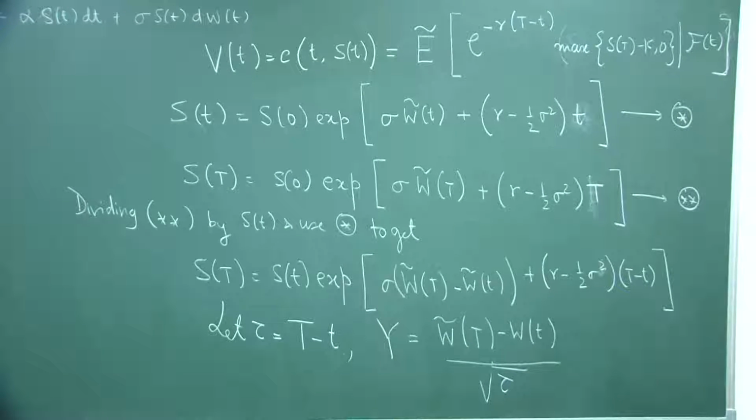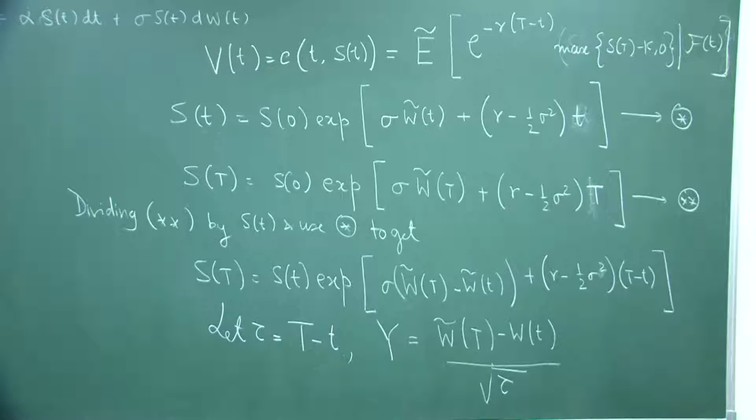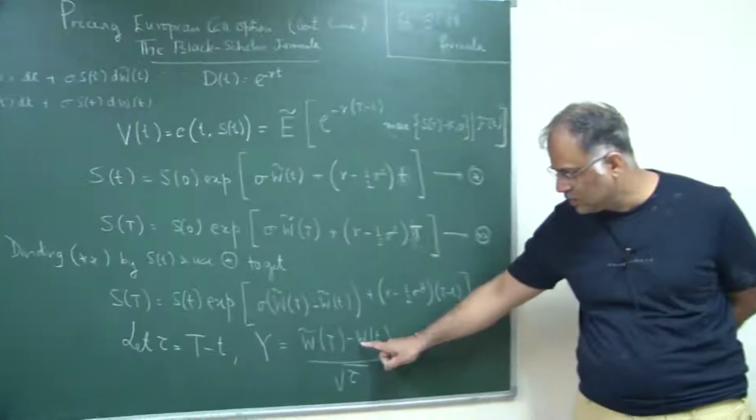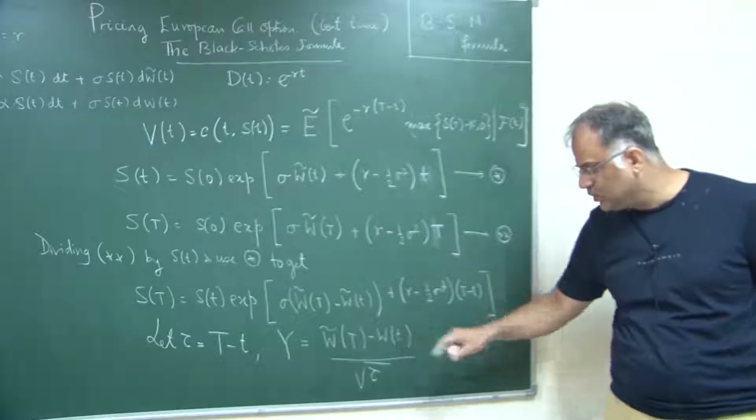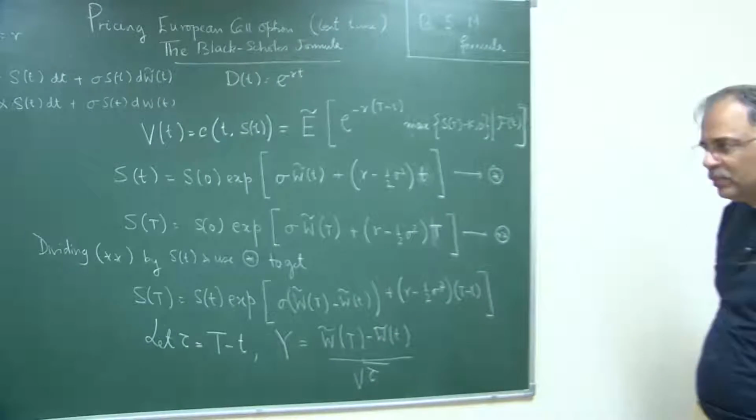Now, first we have to decide W tilde t is a normal random variable with mean 0 and variance t. So, W tilde T minus W tilde t, this difference is a normal random variable.